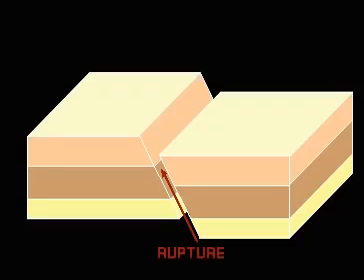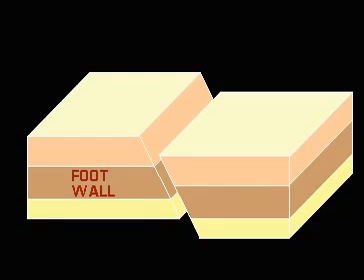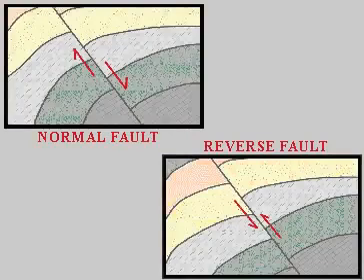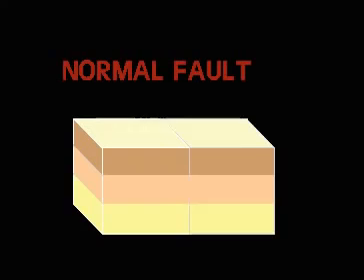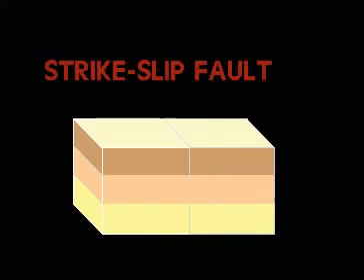The other common structural feature found on the Earth's surface is a fault. Faults are ruptures along which the opposite walls have moved past each other. The zone of rupture is called the fault zone. The block above the fault zone is known as the hanging wall, and the block below the zone is known as the footwall. Based on the direction of movement of the walls, faults are classified into normal faults, reverse faults, and strike-slip faults.